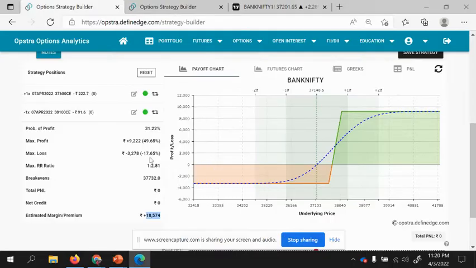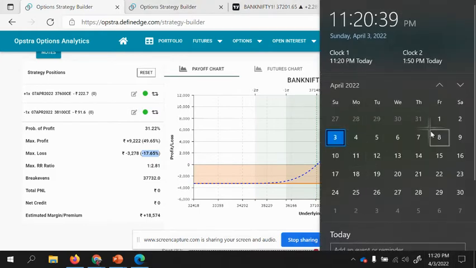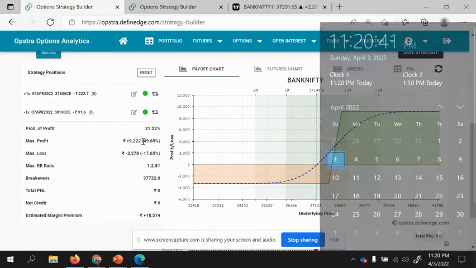When you look at the profit, it has the potential of almost 50% on a capital of 18,574, and in line with the profit, you have a loss of 17 percent on the capital deployed. If you look at the max ratio, it is almost 1:3. But friends, don't you feel that on 18,000 or 19,000 of capital, 60% profit within a week, with expiry on the 7th, is a huge return?